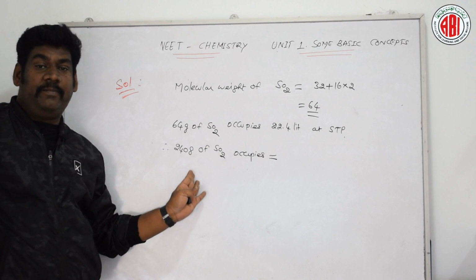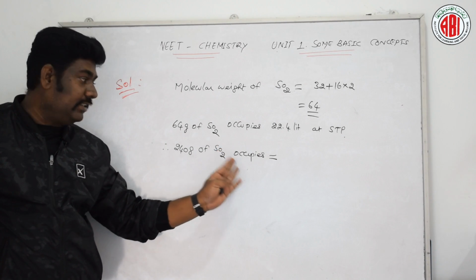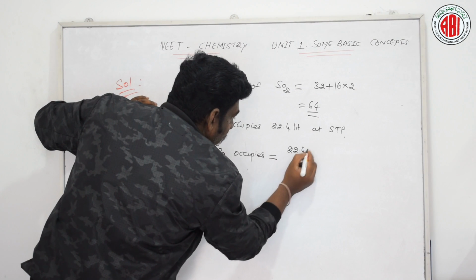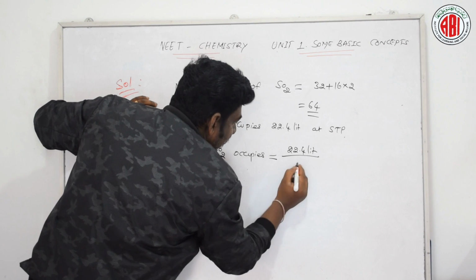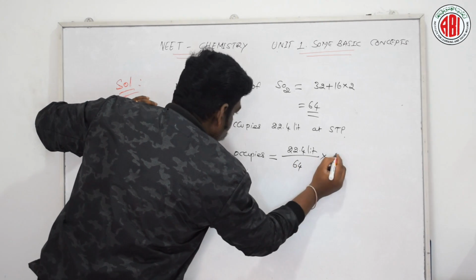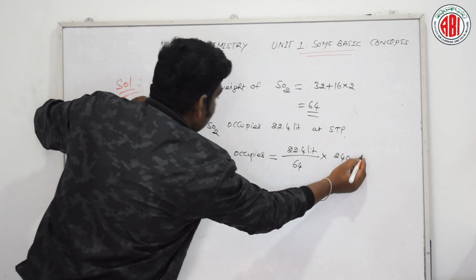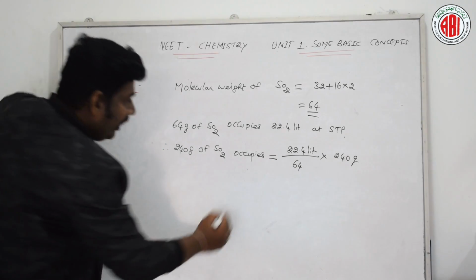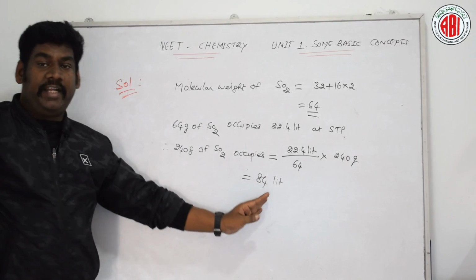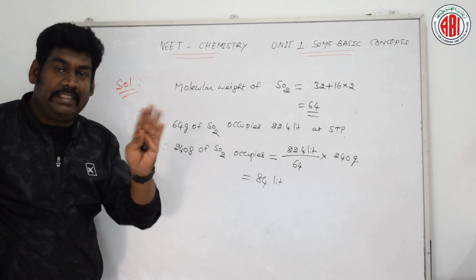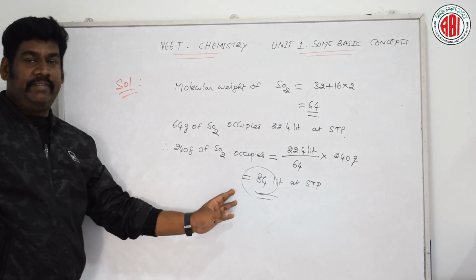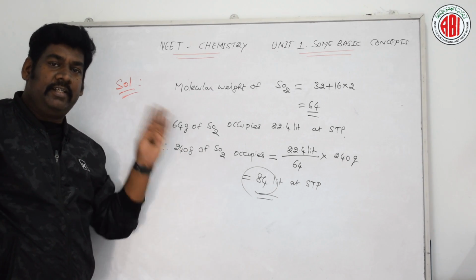So, 240 gram of sulfur dioxide is occupying 22.4 liter by 64 into 240 gram. Simplifying this, you will get around 84 liter, which is occupied at standard temperature and pressure, at STP. By this way we can find the solution.